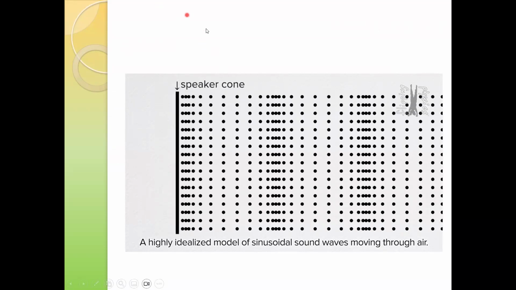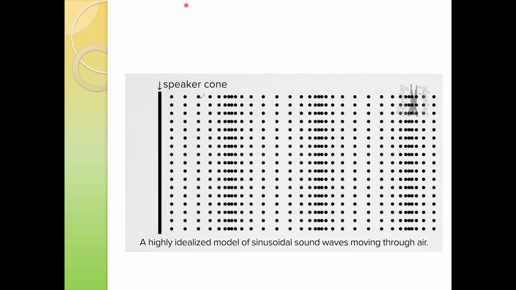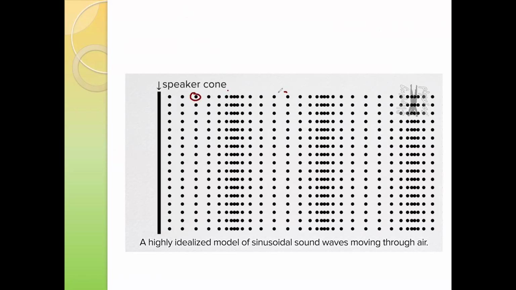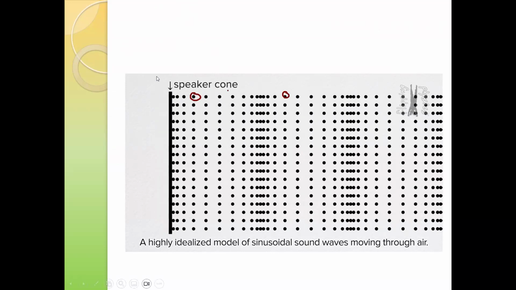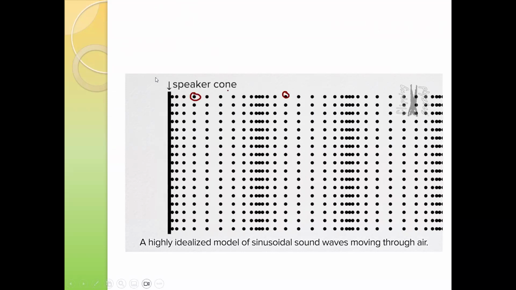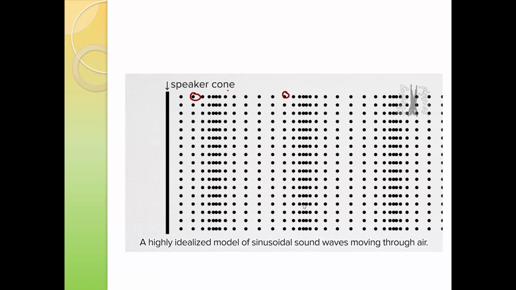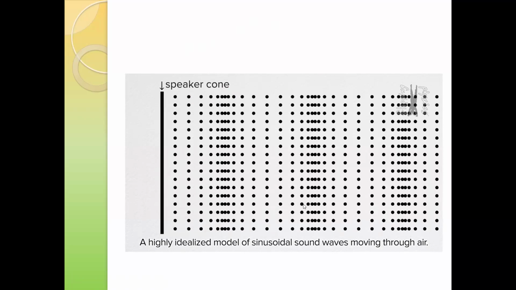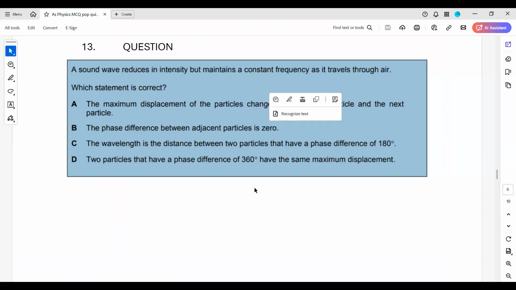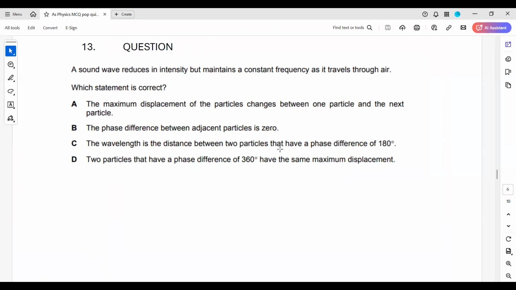Just focus on any one of the particles. Let's say we focus on this particle, and another identical particle. Let's focus on how they're moving. When you compare the motion, if one particle is moving left, the other is moving right, that would be 180 out of phase. But these two particles are not moving 180 out of phase. They're moving in the same way. The wavelength is the distance between two particles that have a phase difference of 180? No, it's one wavelength apart. The particles are moving in the same manner.